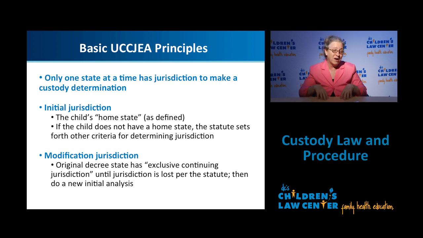The most common way that a state loses jurisdiction is if everybody moves. So if DC had jurisdiction, but nobody lives in DC anymore, none of the custodians, no parent, nor the child, then DC has lost jurisdiction, and you do an initial analysis to find out which state has jurisdiction. So this is an enormous oversimplification of the UCC JEA. There are a lot of exceptions, there are a lot of sort of provisos, but those are the basic principles that I just want to flag for you.